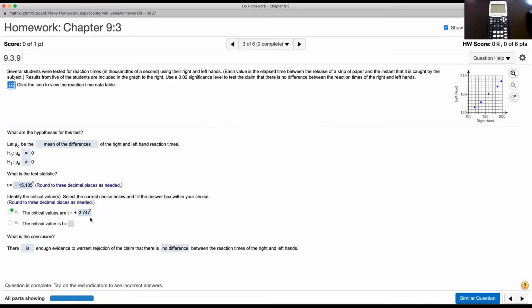The critical value is the z-score or t-score, depending on what distribution you use in the problem. In this problem you have to use a t-distribution. So critical value means a t-score on the borderline separating an area of alpha over 2 in each tail. What is alpha? The significance level, which I told you is 0.02. So alpha over 2 is in each tail of the distribution.